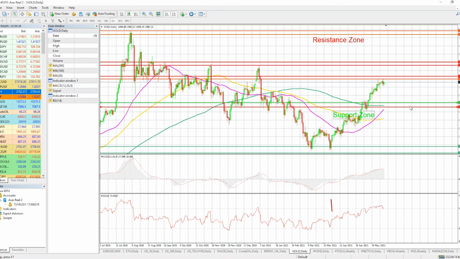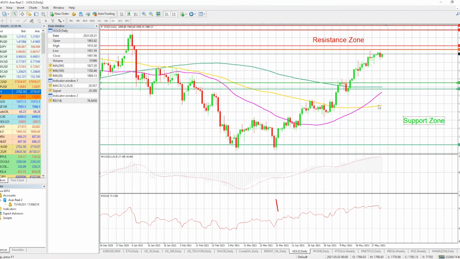But overall, when we look at gold price, there is no doubt that there's a lot of bullish momentum coming. The reason that I am saying that is because the 50 has crossed above the 100, which is bullish, and it is also about to cross above the 200-day simple moving average as well.